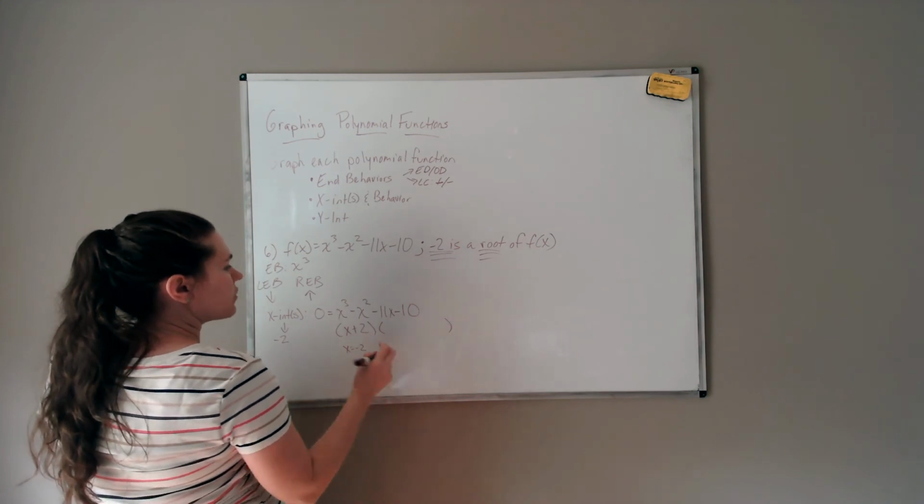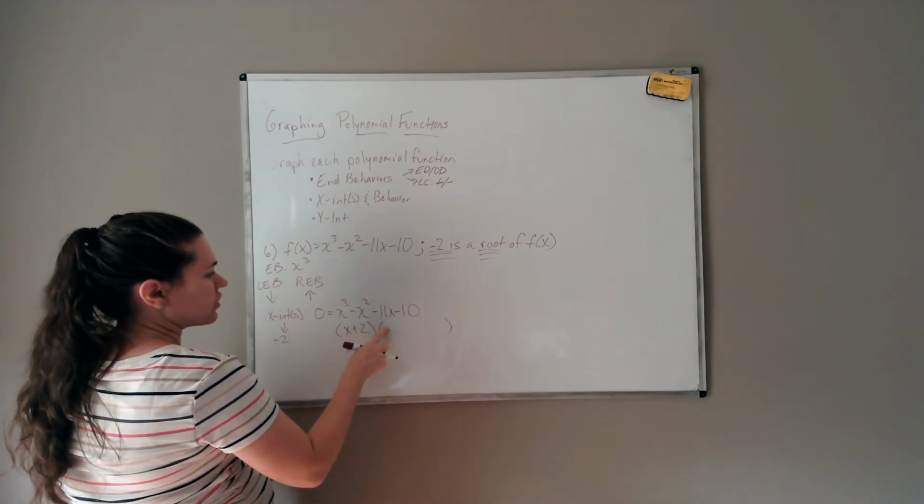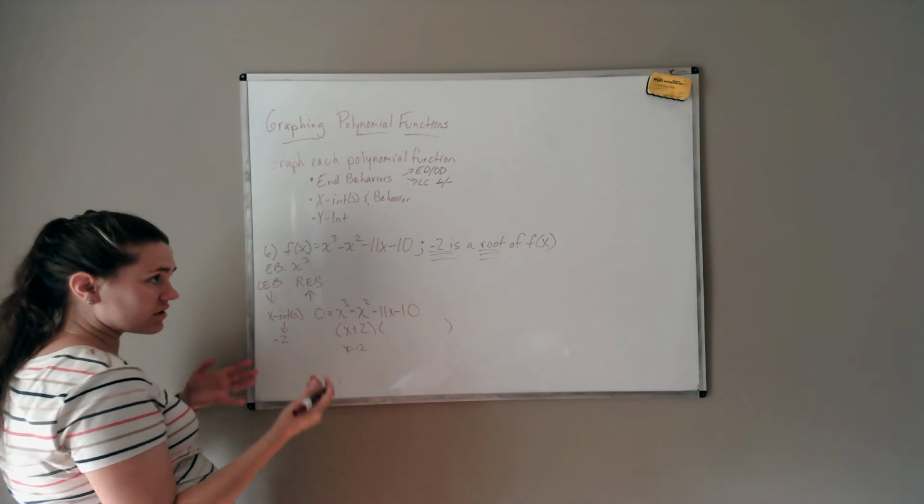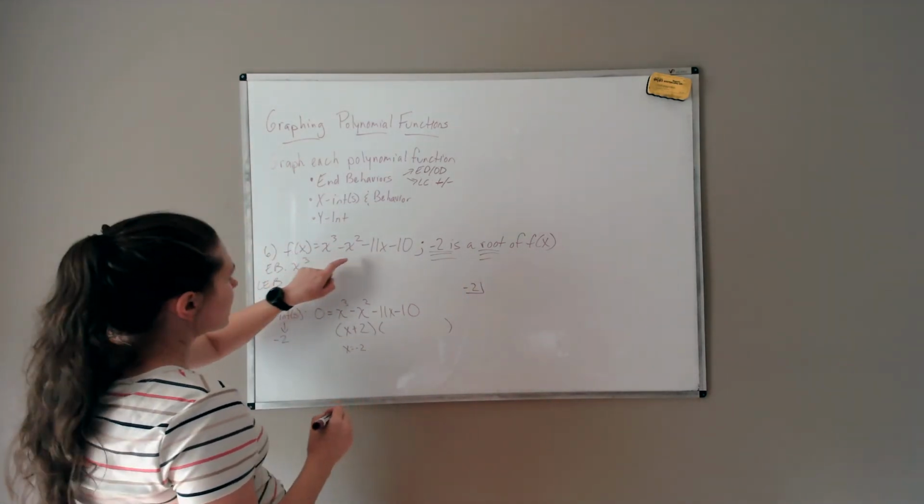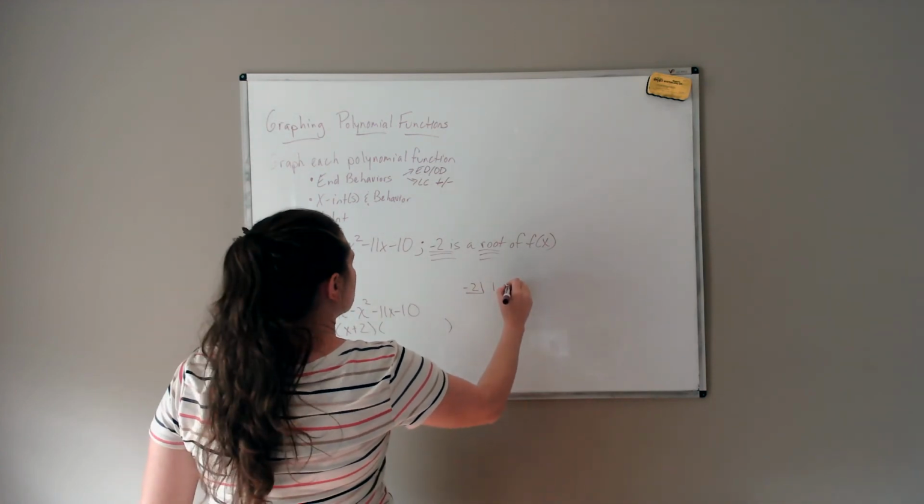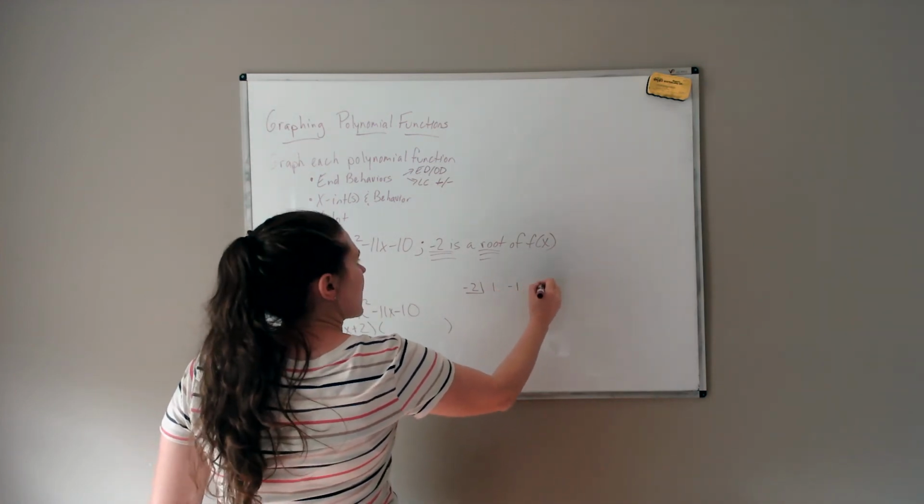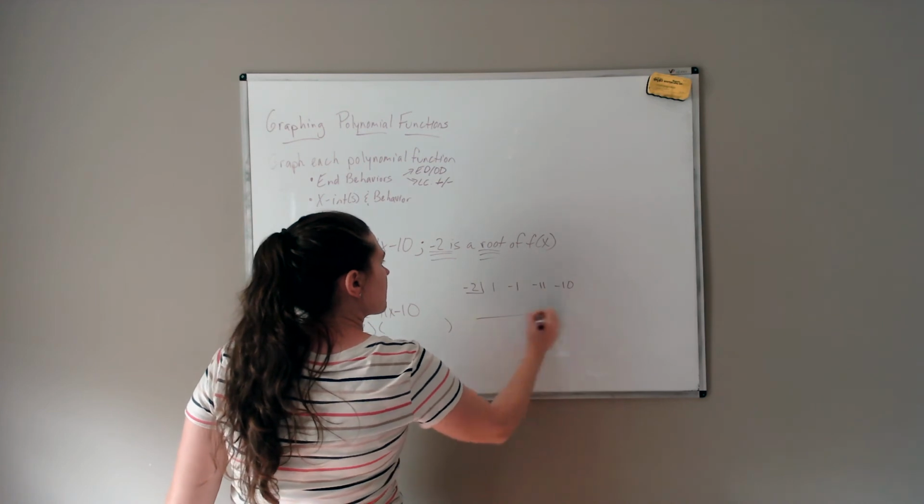So now what we have to do is, what's the other factor? So we divide here. This is actually going to be a bit of work, so I'm going to use synthetic division. Check, do I need any placeholders? No. So 1, negative 1, negative 11, negative 10.